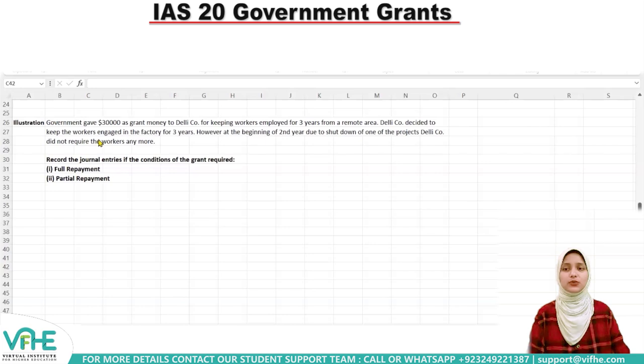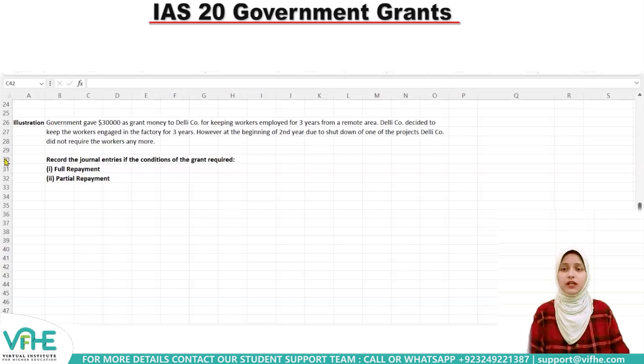Delhico decided to keep the workers engaged in the factory for 3 years. However, at the beginning of the second year, due to the shutdown of one of the projects, Delhico did not require the workers anymore. Okay. Now, this is an illustration. I've created this question. You wouldn't find this on Study Hub, so I'd request that you make a note of this question.